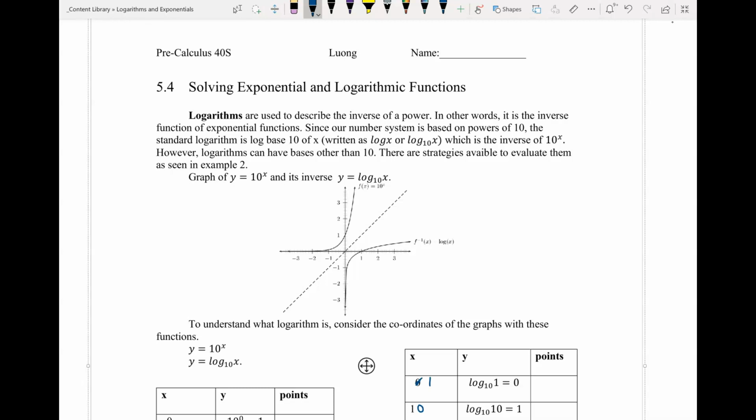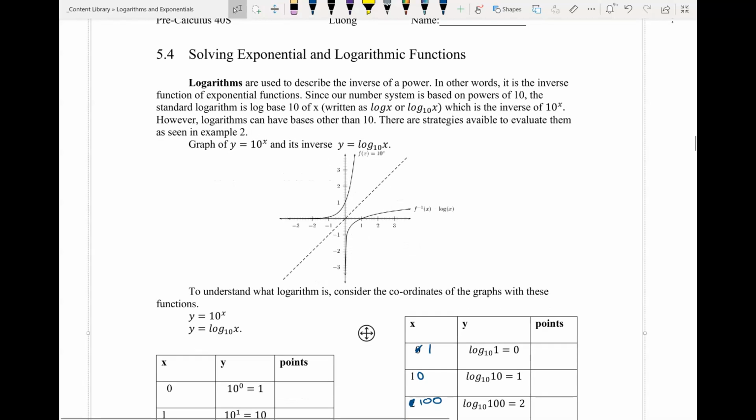In this video, we are going to learn about logarithmic functions. Logarithms are used to describe the inverse of a power. In other words, it is the inverse function of exponential functions. And since we use number systems based on powers of 10, the standard logarithm is log base 10 of x, written as log x, which is the inverse of 10 to the power of x. Logarithms can have bases other than 10 though.